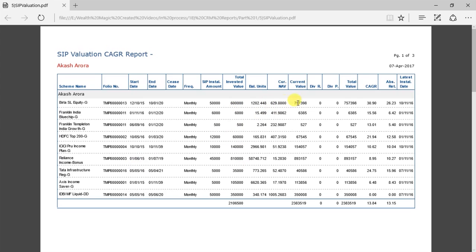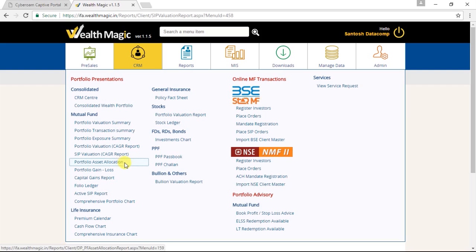What is their current value? What is their market value? And the return on investment. It gives the SIP return report. You can show what kind of returns an investor is getting from different AMCs, which can be generated as a single investor or for the entire family.